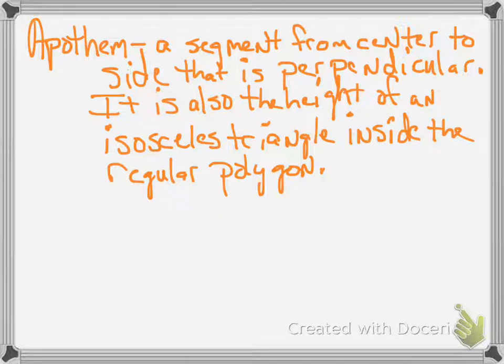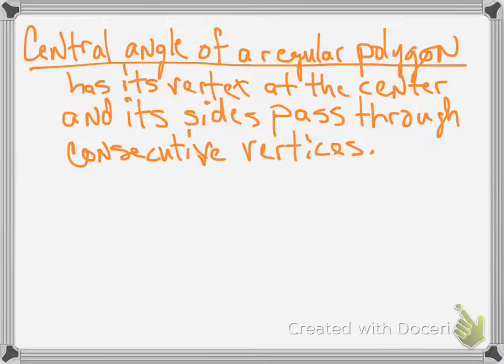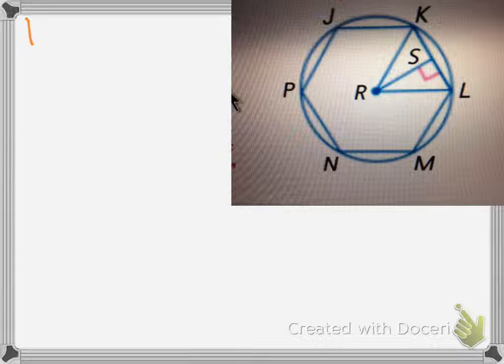So what is an apothem? An apothem is a segment from the center to the side that is perpendicular. It is also the height of an isosceles triangle inside the regular polygon. And that becomes important because that allows us to create a formula that will be much easier, and I'm just going to give you that formula to help you find the area of a regular polygon. It's pretty simple. What is the central angle? The central angle has its vertex at the center and its sides pass through consecutive vertices. And again, keep in mind that if you divide the 360 by the number of sides, you would get what the central angle is. So let's look at an example where we name everything.